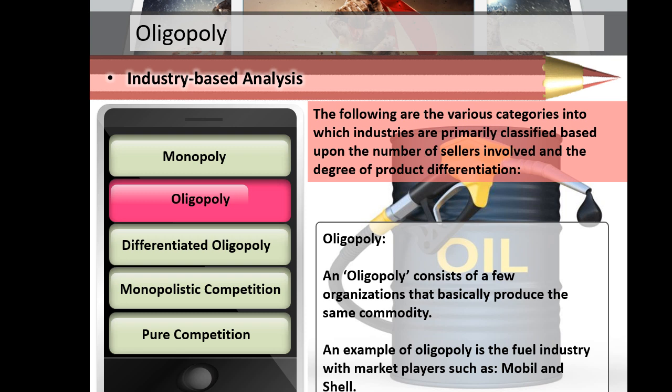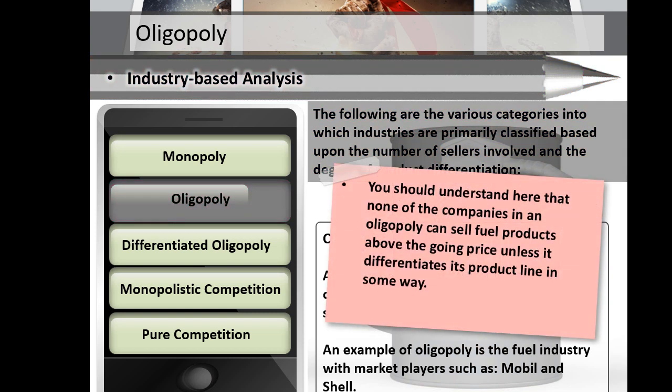So, oligopoly. An oligopoly consists of a few organizations that basically produce the same commodity. An example of oligopoly is the fuel industry with marketers such as Mobil, Shell, Exxon Oil, Forte Oil. They are just a few of them. Part of the reason why they are few is because of the cost of investing in the business. So you should understand that none of these companies in the oligopoly can sell fuel above the going price unless it differentiates its line in some way.